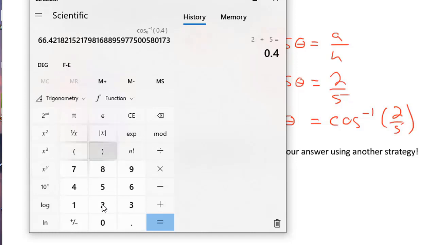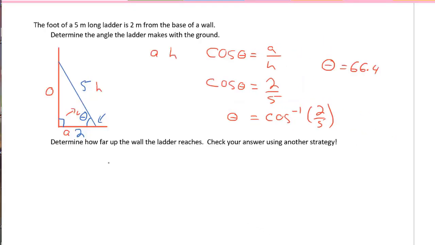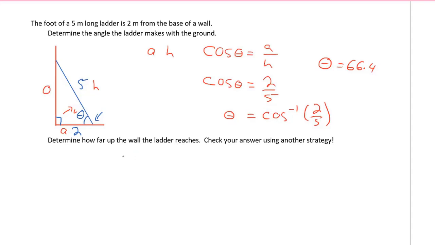And the angle must be 66.42, and we can round that off to 66.4 degrees. The second part of this question is asking us how far up the wall the ladder reaches. In other words, we're being asked for the opposite side.